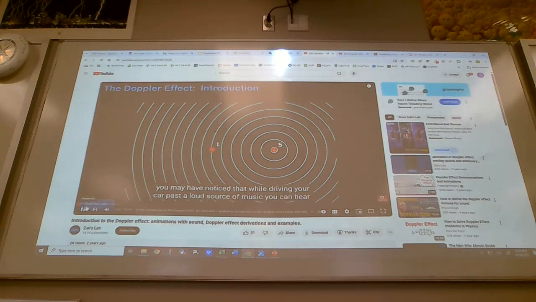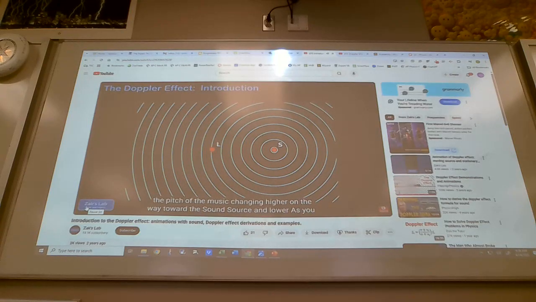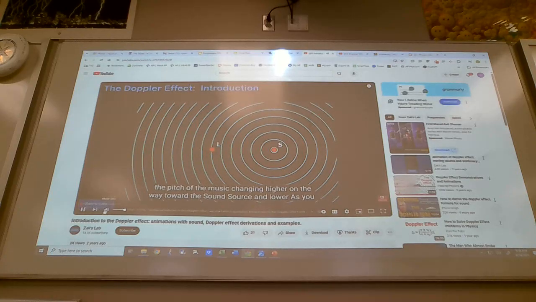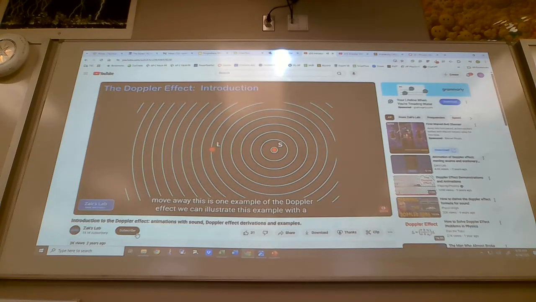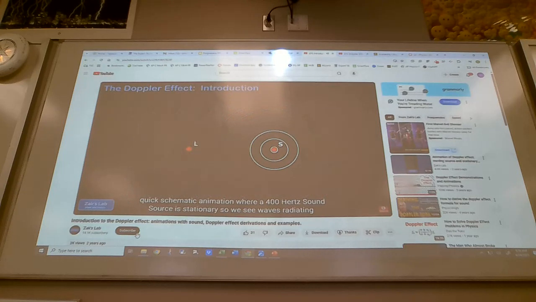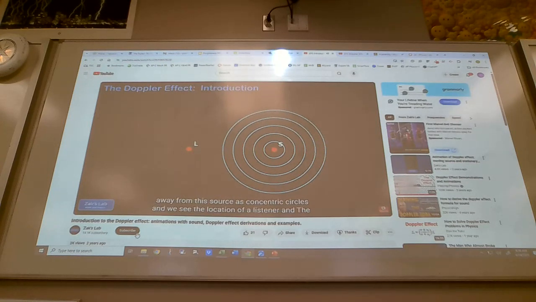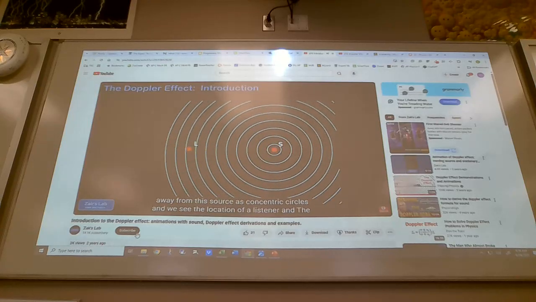You may have noticed that while driving your car past a loud source of music, you can hear the pitch of the music changing, higher on the way toward the sound source and lower as you move away. This is one example of the Doppler effect. We can illustrate this example with a quick schematic animation where a 400 Hz sound source is stationary. So we see waves radiating away from this source as concentric circles, and we see the location of a listener, and the listener is hearing the 400 Hz waves as they arrive.